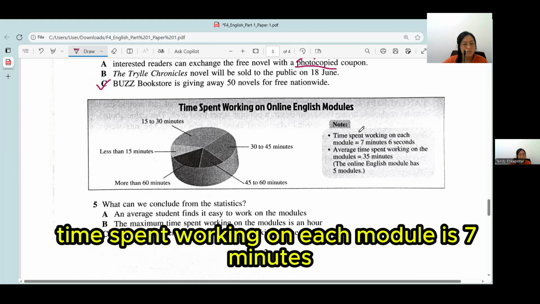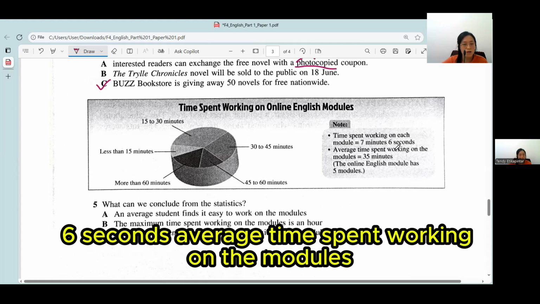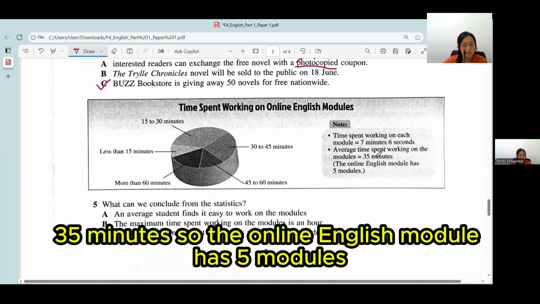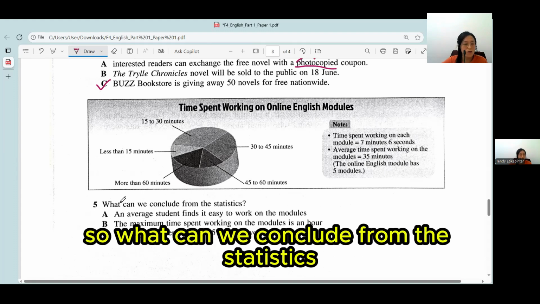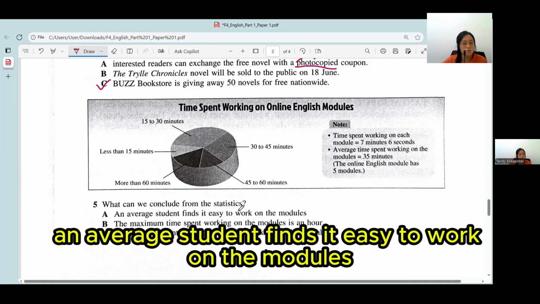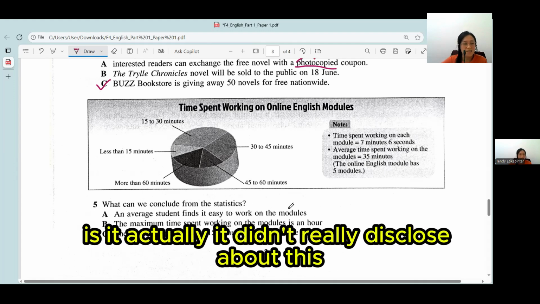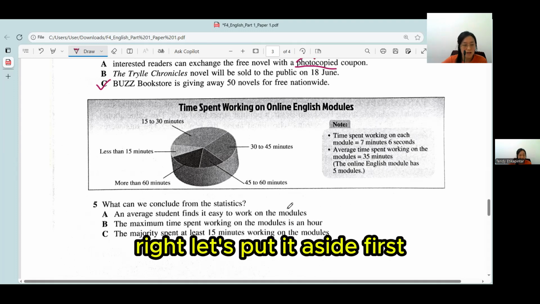The note says time spent working on each module is 7 minutes 6 seconds. Average time spent working on the modules 35 minutes. So the online English module has 5 modules. So for each is 7 minutes 6 seconds, and average time spent is 35 minutes. So what can we conclude from the statistic? A. An average student finds it easy to work on the modules. Is it? Actually, it didn't really disclose about this, right? Let's put it aside first.